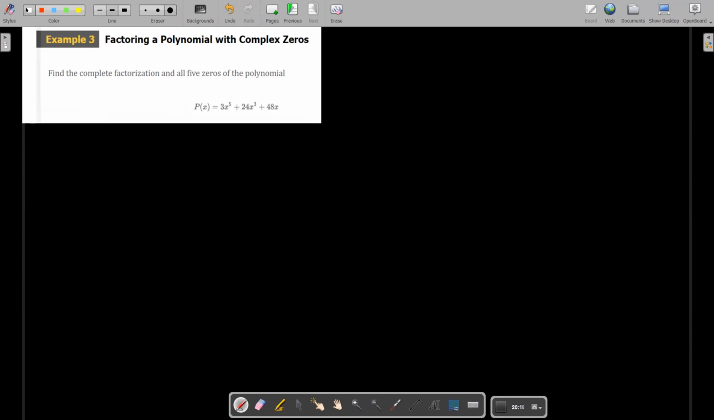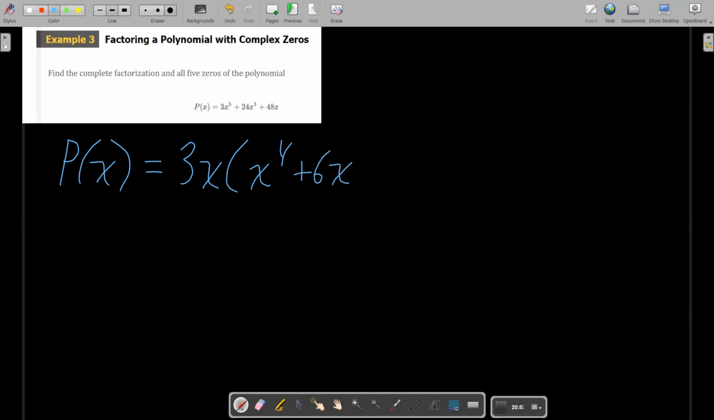I was all ready to get my factors of 48 and put them over 3. I was so ready to do that, but luckily I don't have to, because 48 has a lot of factors. Instead we're going to go back to what we remember, and we're going to factor first. So what can I factor out of all this? Well, I can factor out a 3x, and that leaves me with x to the 4th plus 6x squared plus 16.